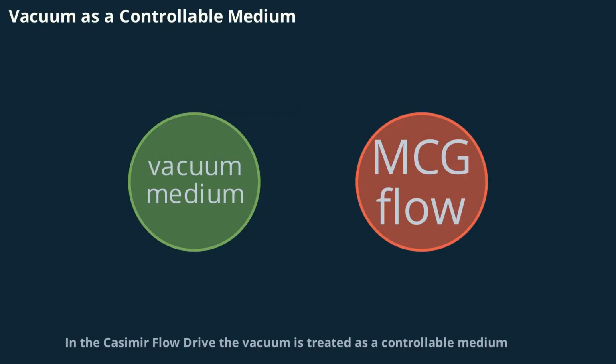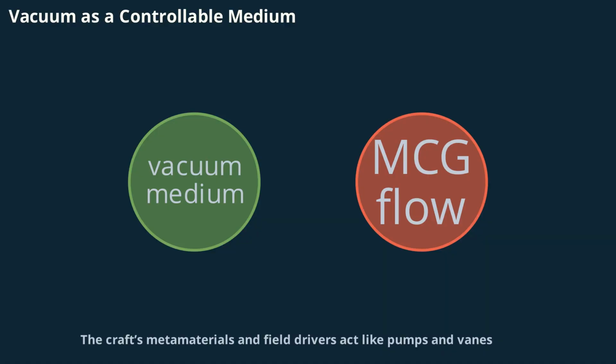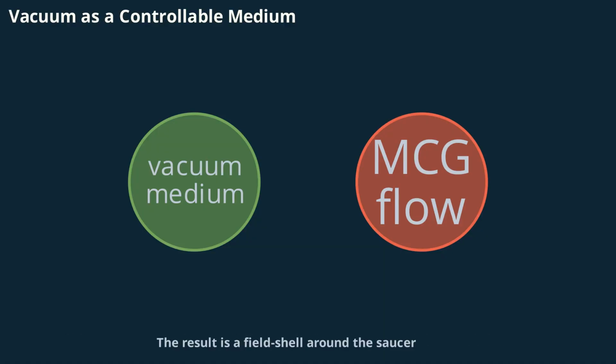In the Casimir flow drive, the vacuum is treated as a controllable medium. The craft's metamaterials and field drivers act like pumps and vanes, reconfiguring the mode density and vacuum stress around the hull. This creates streamlines of MCG flow, similar to how a wing shapes airflow. The result is a field shell around the saucer, with asymmetric vacuum structure producing net curvature imbalances and effective thrust.